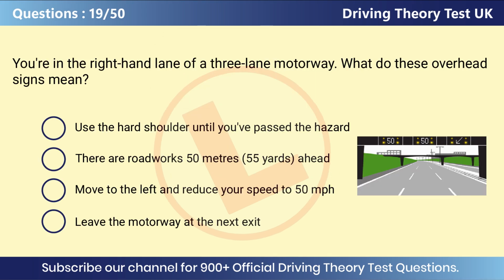Question 19. You're in the right-hand lane of a 3-lane motorway. What do these overhead signs mean? A. Use the hard shoulder until you've passed the hazard. B. There are roadworks 50 meters, 55 yards, ahead. C. Move to the left and reduce your speed to 50 miles per hour. D. Leave the motorway at the next exit.